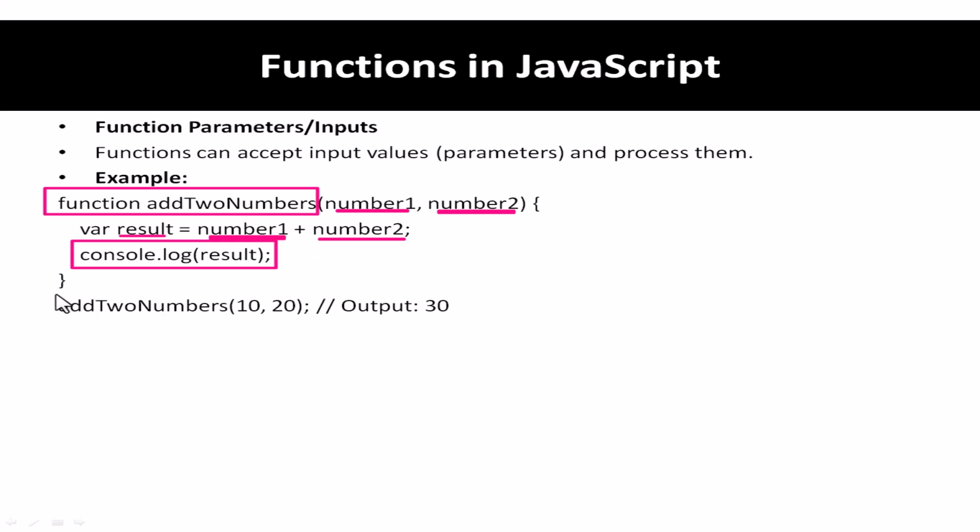Now from where we are sending the parameters, add two numbers 10, 20. Here argument 1 is 10 and argument 2 is 20, so 10 and 20 are passed here. Then number 1 and number 2 are added and stored in the result, and finally the output is 30.